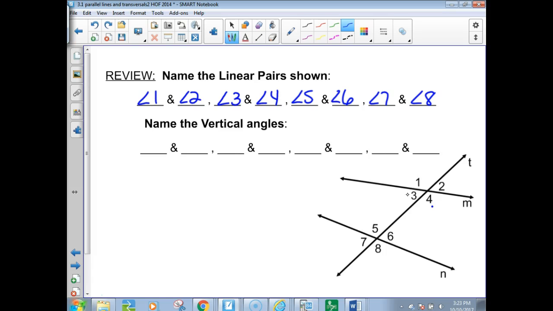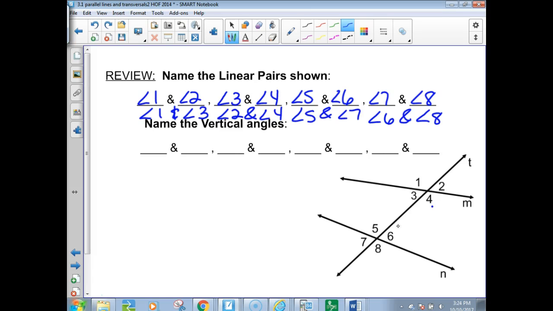Because literally we can go vertically now. 1 and 3 are a linear pair. See, I don't make that thing very well. Angle 2 and 4. Then you can go down here, 5 and 7. And 6 and 8. Oh, wait, I went the wrong way. Yeah, no, I didn't. 6 and 8, that's right. So all of those are linear pairs.